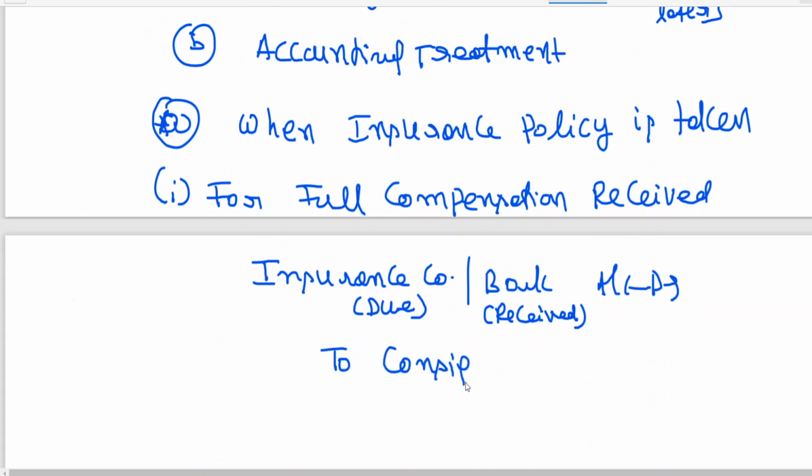Then consignment account. Insurance company if due, or bank account if received, account debtor to consignment account, because 10,000 worth of goods have been lost. I got the amount of 10,000 rupees, the gross amount. The complete gross amount has been received. It is as good as a sale for me. I lost 10,000, I got 10,000 back. I'm very happy. Now the second point: compensation received partially.